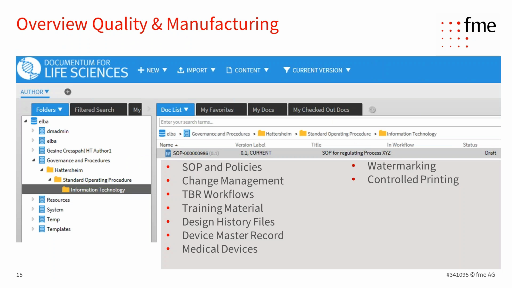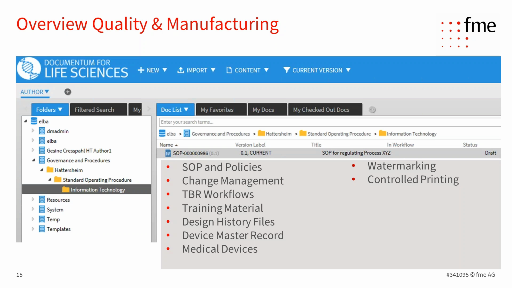So here we have our quality and manufacturing overview. On the screen you'll see an example, a UI screenshot of the cabinet folder structure. And here I put together some examples of the type of information that can be managed in the quality manufacturing module. You have SOPs, policies, or work instructions, which you would imagine are there, but there are additional things in there, such as training material.